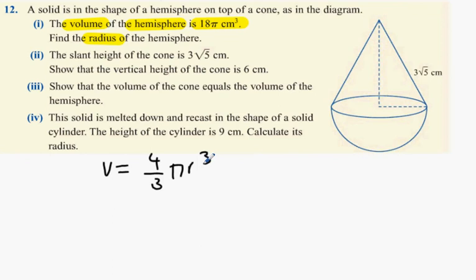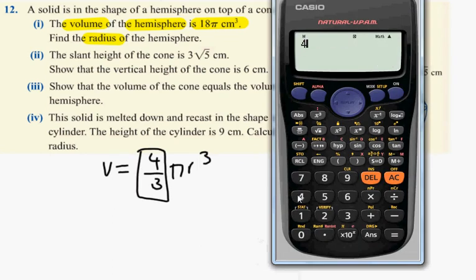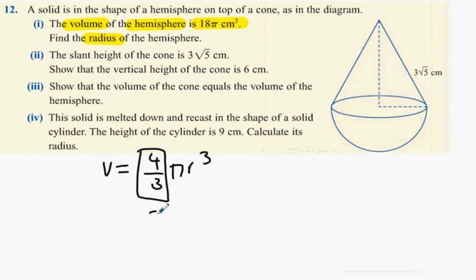Half it. So if you half 4 over 3, you can just do 4 over 3 multiplied by a half, or just divide it by 2, whatever you feel like doing. It's 2 over 3. So what we're going to have is 2 over 3 pi r cubed. What does that equal? Equals 18 pi. You're going to do what we've done the last couple of times. You're going to strike off the pi's and you're going to figure out what the radius is. Is everybody right with that? So you're going to find r.